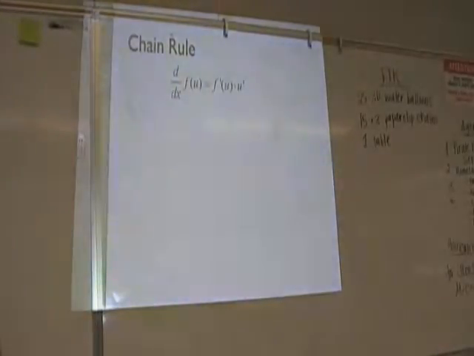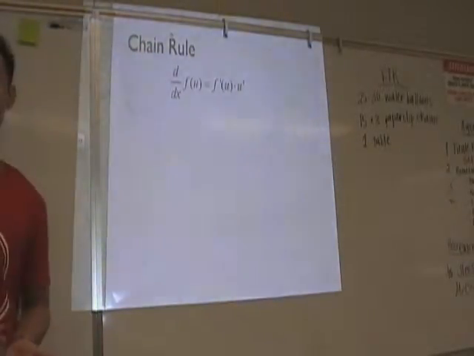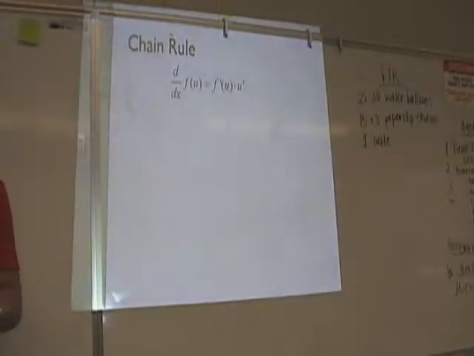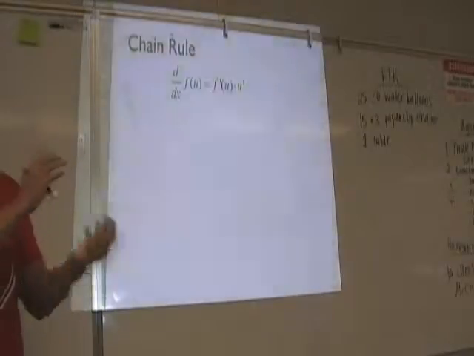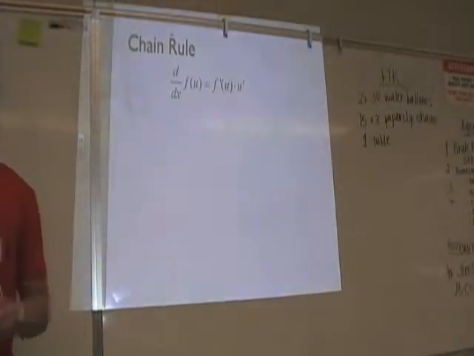So here's the rule. The derivative of f of u is the derivative of the function itself times the derivative of whatever is inside the function. And I'll show you an example and it'll make more sense. But this is what it looks like. The derivative of the function is going to be the derivative of the function times the derivative of the inside of the function.